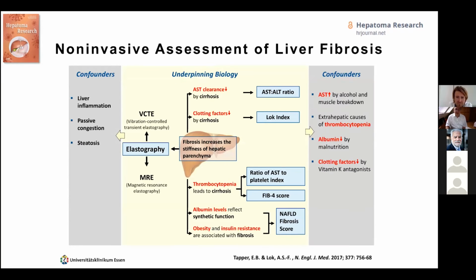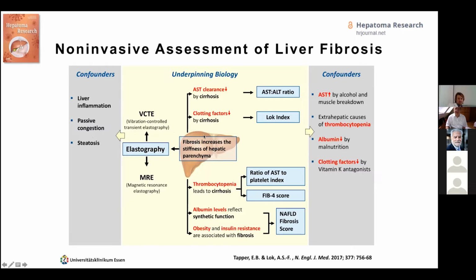non-invasive assessment. We have different problems. We have the confounders in those problems. This is liver inflammation, congestion of the liver, and steatosis, and this can be used and measured by elastography, either on vibration-controlled transient elastography or in magnetic resonance elastography.